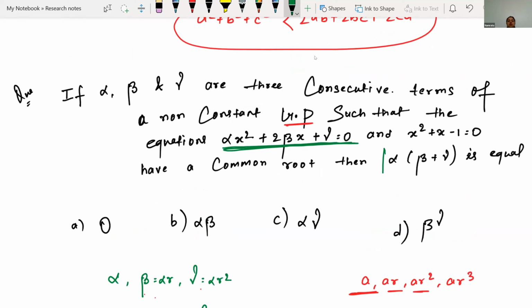Then we have to show this condition. We have to show this is equal to which option. Is it 0? Is it alpha beta? Is it alpha gamma? Is it beta gamma, or what? So what exactly does the question say?